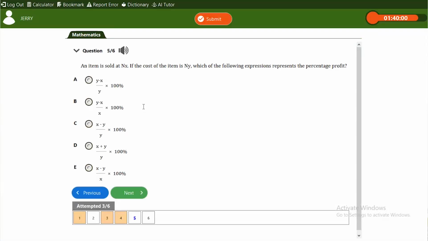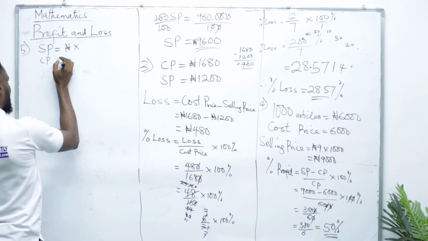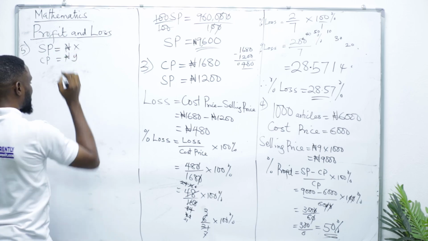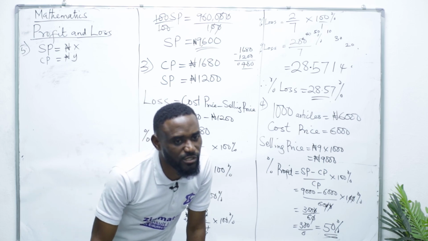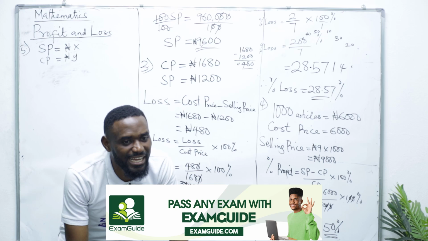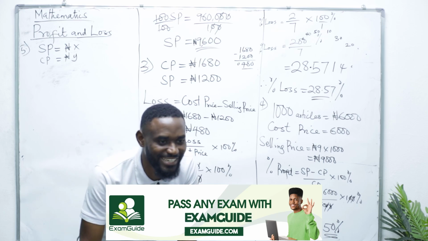An item is sold at X naira. So selling price is equal to X naira, right? Okay, so let's take it one after the other. If the cost of the item is Y naira, cost price is equal to Y naira. Which of the following expressions represents the percentage profit?